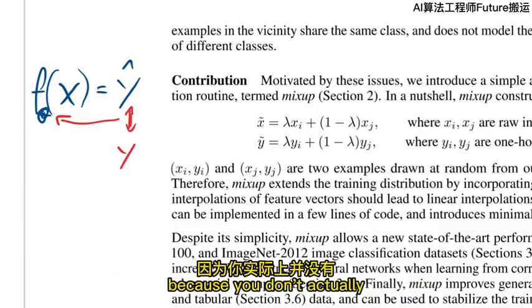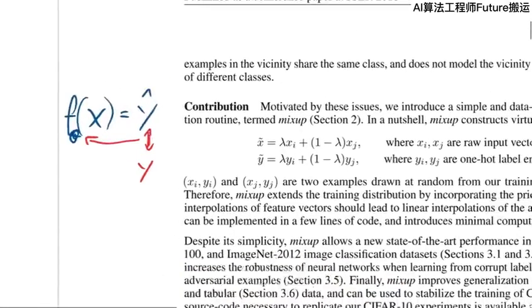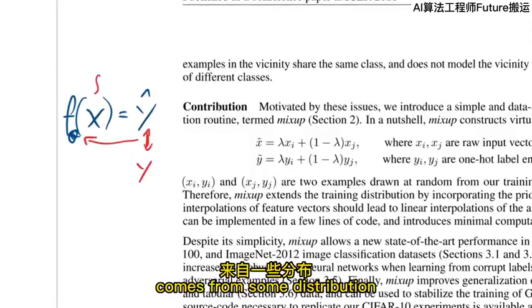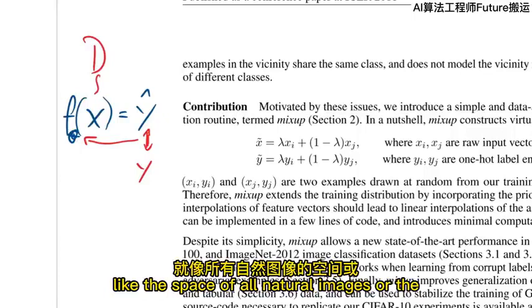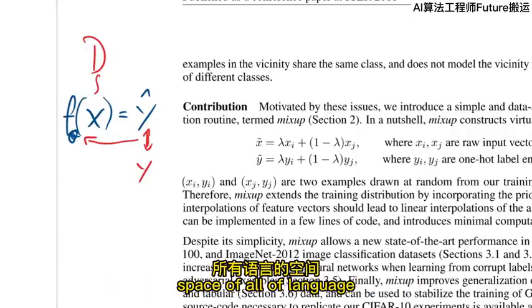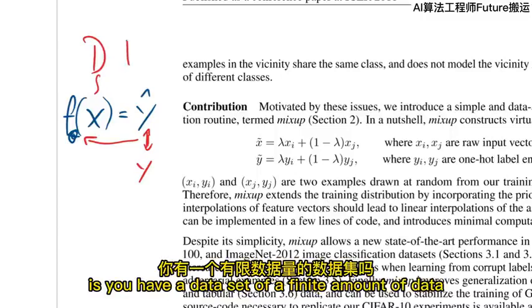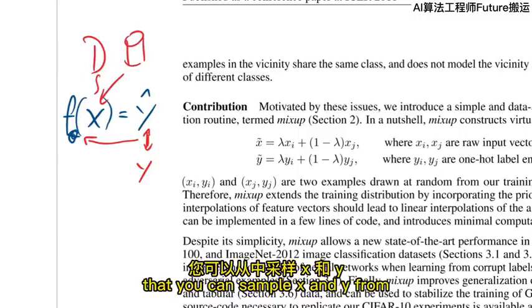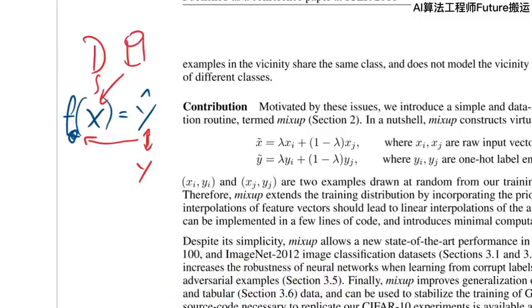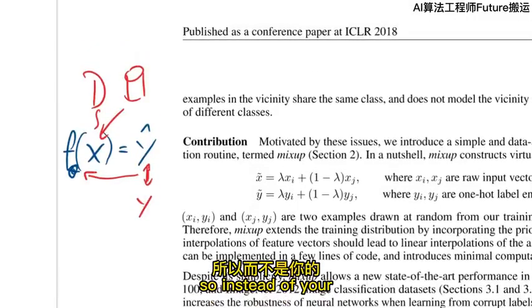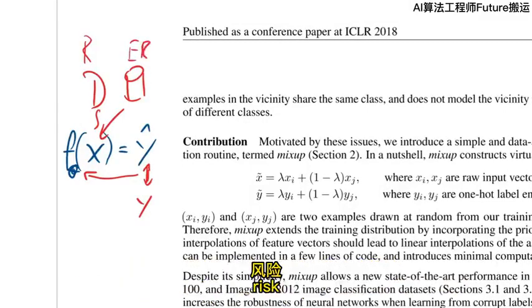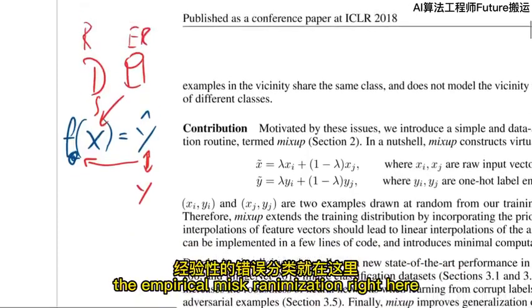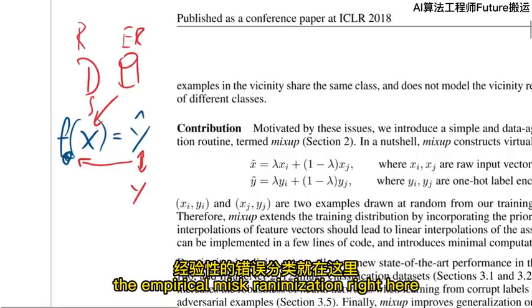minimization, because what you think is that your X comes from some data distribution D, like the space of all natural images or the space of all of language. But what you actually have is a data set of a finite amount of data that you can sample X and Y from. And so instead of minimizing your true risk, you minimize your empirical risk, the empirical minimization right here.